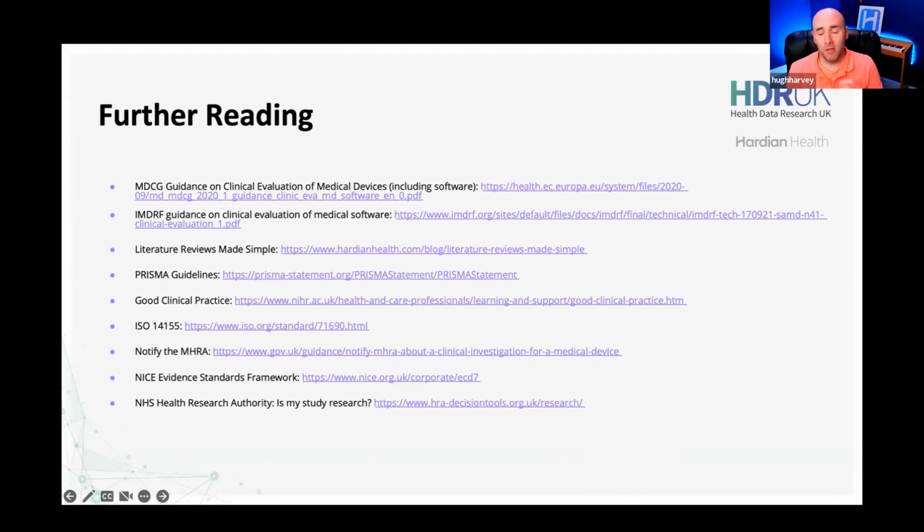And then there's a couple of other resources that we recommend. We've got a blog on our website about literature reviews. And we are also very happy to take any inquiries or calls from any independent developers to help them with that. The PRISMA guidelines are not mandated by the regulations, but are considered by the auditors to be best practice. And they will often ask, have you done it to PRISMA? Have you reported your literature review to PRISMA standards? And having a PRISMA flowchart is very useful.